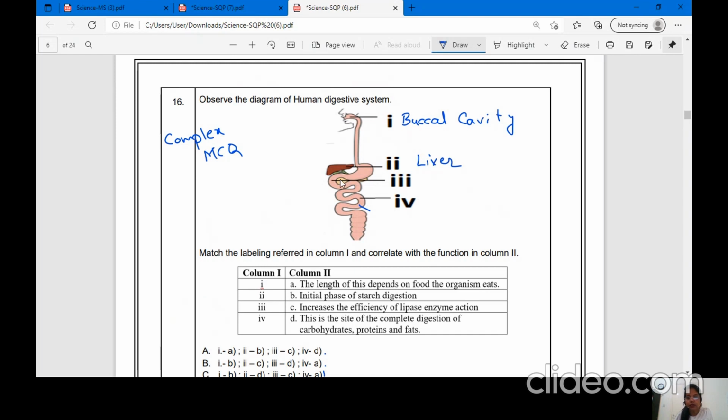Third is what? Okay, now from the third to fourth, this is the whole length of small intestine. Small intestine, actually it's not small, it is a long tube and it is about 7.5 meter long. Okay, so the small intestine is divided into three parts. The first part is duodenum, jejunum and ileum.